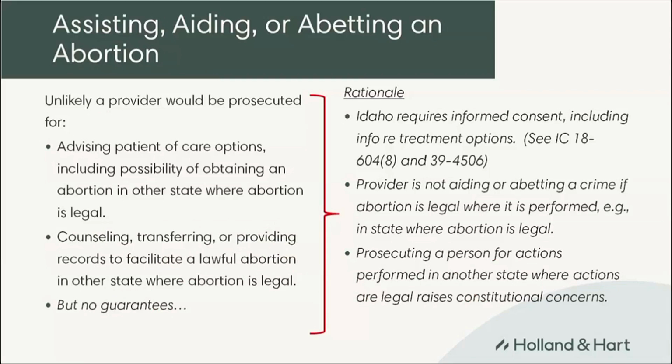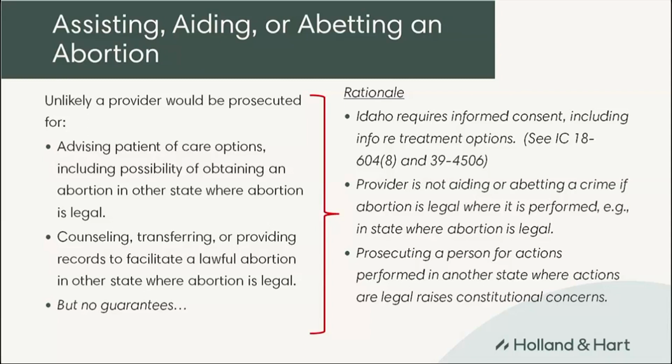But there's no guarantees. I mean, you've got that decision out there, or at least that letter from Attorney General Labrador. We're not exactly sure what the status of that is at the AG's office, what position they're taking on that, but it's still out there, so it can cause you concerns. Nevertheless, I think you're relatively safe because remember, other provisions of the Idaho law require you to obtain informed consent, and informed consent includes treatment options and getting a legal abortion someplace out of state. That's part of what you would need to get in order to get informed consent.